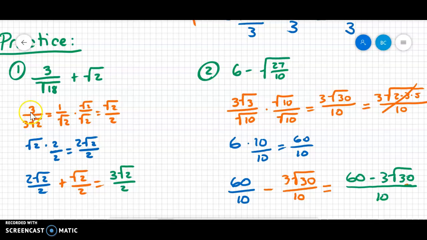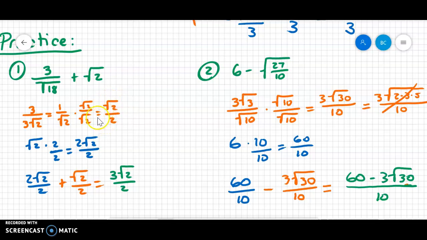Then I can reduce my fractions right here. 3 over 3 becomes 1 over 1, so this simplifies to 1 over the square root of 2. Now I'm going to rationalize that denominator by multiplying the square root of 2 times the square root of 2. I have to do the same thing to the numerator, so I get the square root of 2 over 2.